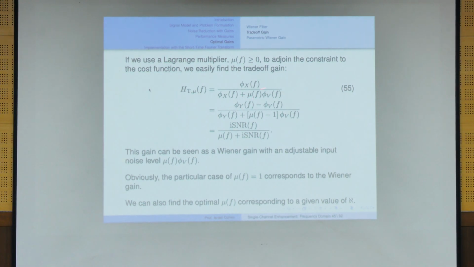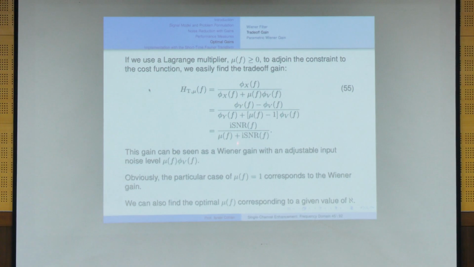So if mu is larger than 1, it means that we give more weight to the variance of the noise. It means that in that frequency we will reduce more noise. But if we reduce more noise, the distortion also will increase. It comes together. Suppressing more noise also increases the distortion. So we have this expression, and vice versa.